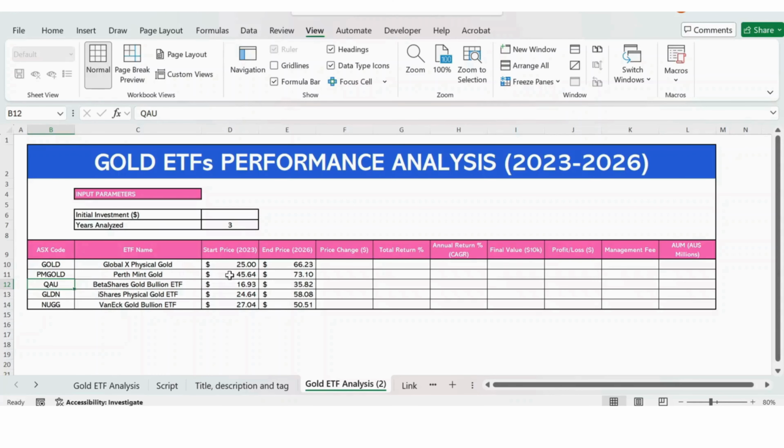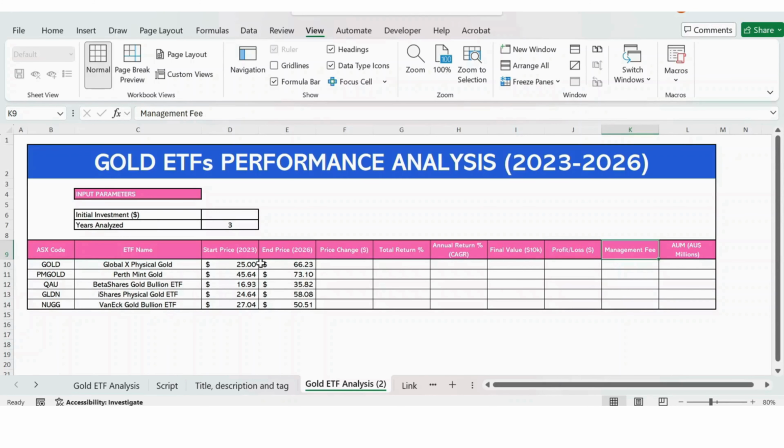In this video, I'm using this complete Excel analysis of Australia's top 5 gold ETFs and explaining every single column, where the data comes from, and how the calculation works. By the end, you'll understand exactly how to calculate price changes, total returns, annualized returns, final values, profit and loss, and fee impacts. Let's dive in.